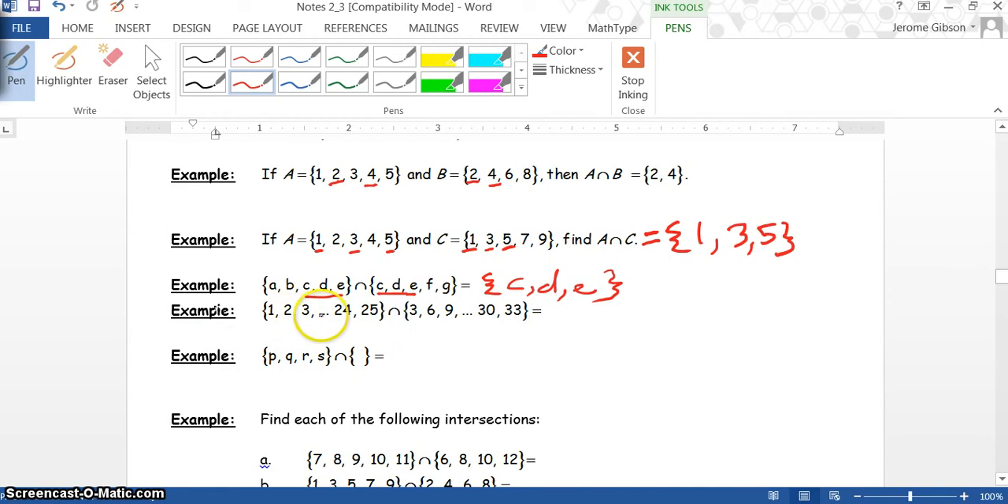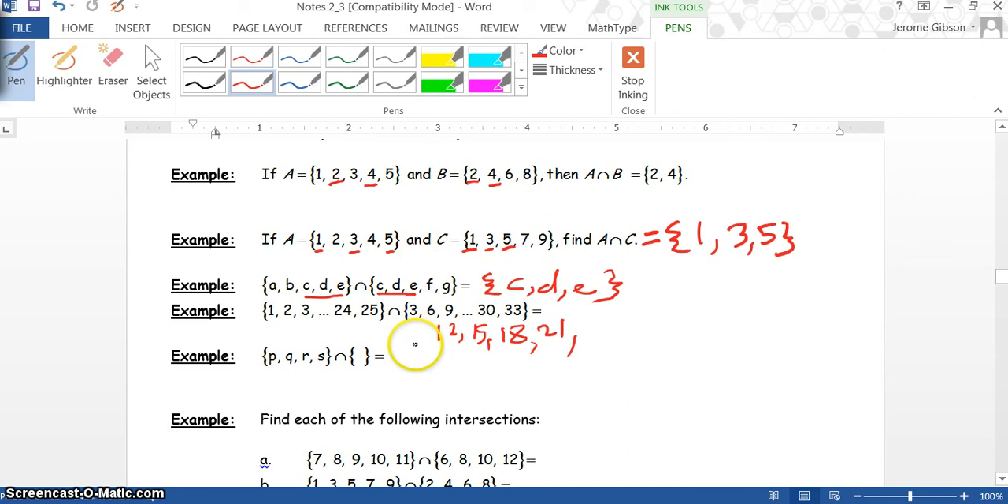Now example, we have 1, 2, 3, ellipsis, 24, 25 intersect 3, 6, 9, ellipsis, 30 and 33. Now we must recognize what this ellipsis means here. We have 1, 2, 3. That means that this is going in sets of 1. They're increasing by 1. So this will go 4, 5, 6 all the way up to 24. Well, actually up to 23, then 24. Now this is going by 3s, 3, 6, 9. So then we will have 12, 15, 18, 21, and then 24, and so on.